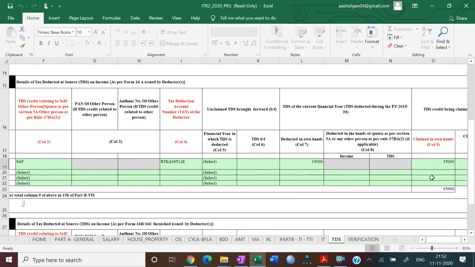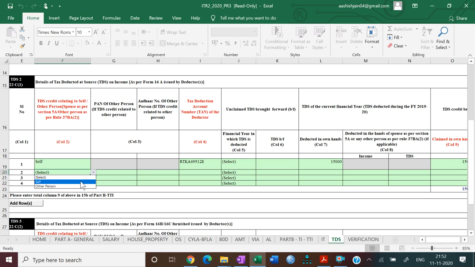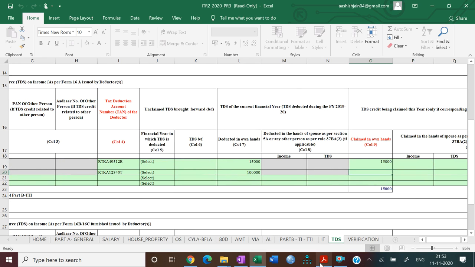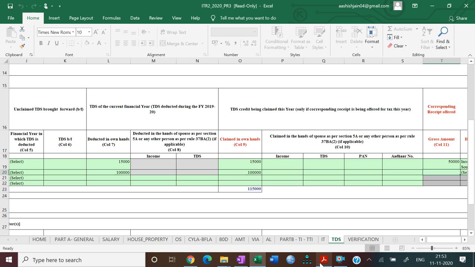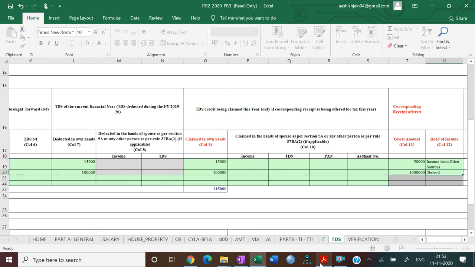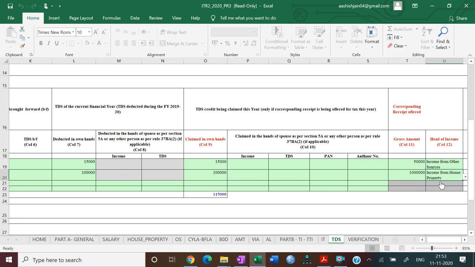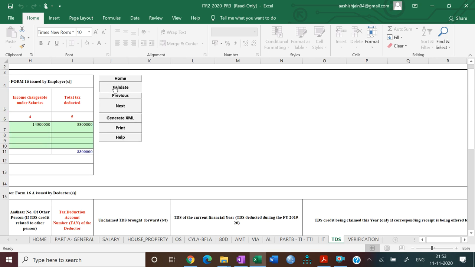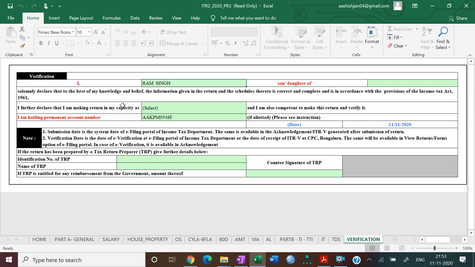And now we will put another TDS amount. So again select self, PAN number RTKA 123456T. Again we will blank this unclaimed brought forward and then put TDS amount, that is 1,00,000. Gross amount 10,00,000, that is TDS income from house property. That's it. Now we will validate the sheet. Sheet is okay, and then move to next.